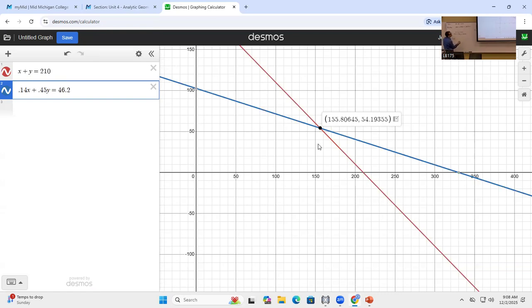That means we need to add about 155.81 milliliters of the 14% solution with about 54.19 of the 45% solution. Okay. So that's what we're doing. Is that okay?